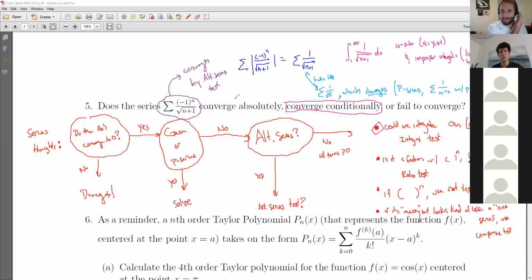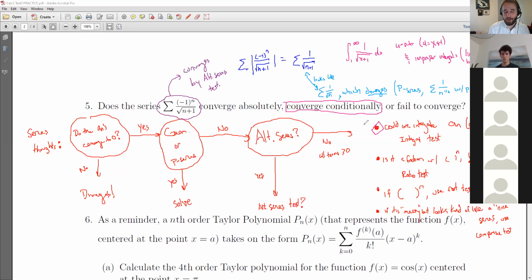Any questions about that? Wait, so you would use the limit comparison test when Bn diverges? So that's a good question. I guess I sort of glossed over the comparison test versus the limit comparison test. They are both tests that let us compare one series to another.